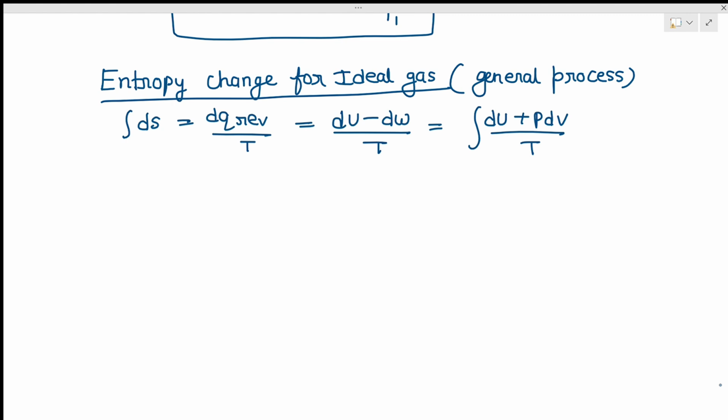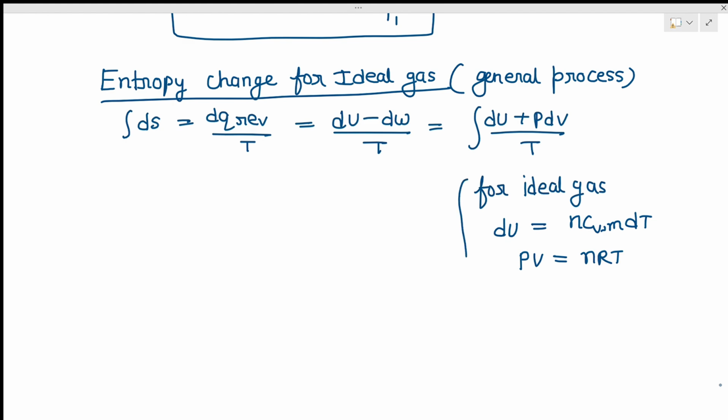Okay, for an ideal gas, you know that dU is equal to n Cvm dT. This you know, I have told you in my video on internal energy. Okay, and one more thing, you know that PV is equal to nRT. These two things are true for ideal gases. So you just have to remember this one. So delta S will be equal to the integration of dU upon T plus the integration of PdV upon T. We have just separated the terms.